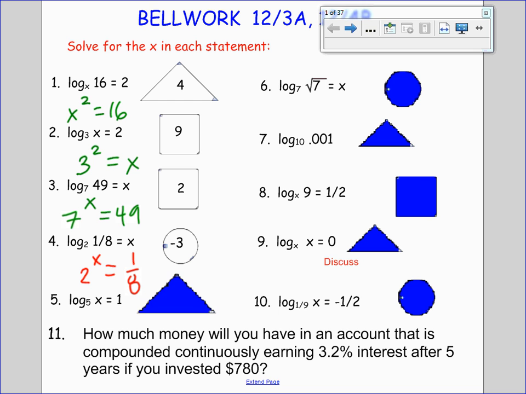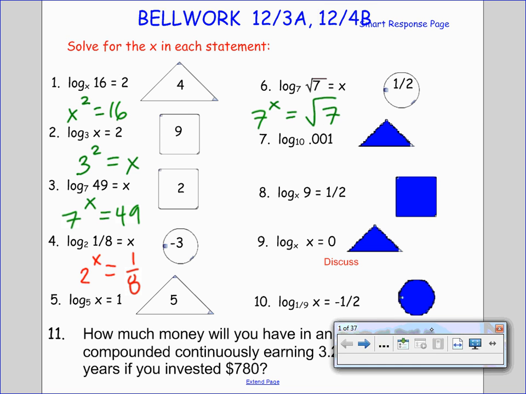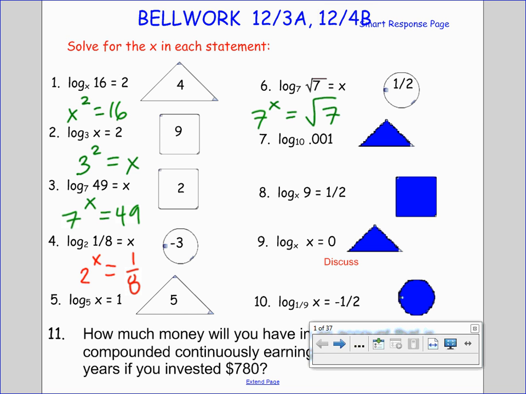5 to the first equals x, so 5. Number 6, 7 to the x equals square root of 7. This was on your lesson master, wasn't it? And so this question is really asking what exponent must 7 be raised to so that it equals the square root of 7. And recall, we can rewrite a radical as a rational exponent, a fraction exponent. And so a square root rewritten as an exponent would be to the 1/2 power, right? The 1/2 power. And so 1/2 is number 6, and that was a lesson master question.